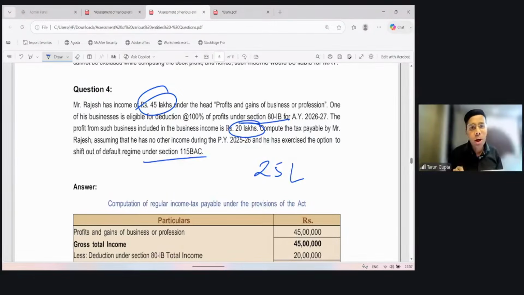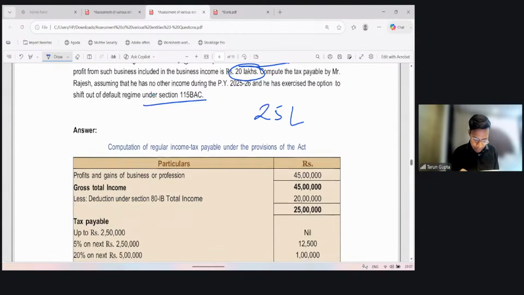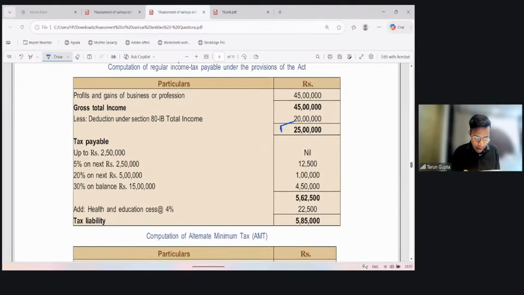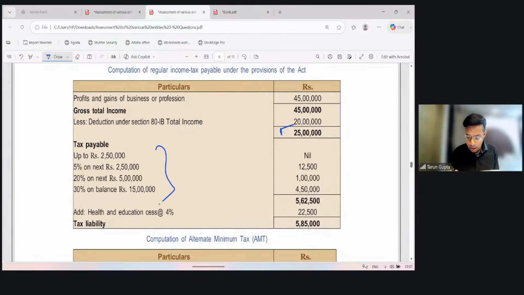There is no surcharge. Total income is 25 lakh. Surcharge is applicable only if the income exceeds 50 lakh. So whatever tax I compute, I'll add 4% cess. That shall be the tax liability in the normal provision. So normal income is 25 lakh. I'll apply the slab rate. Tax comes to 5,62,500. I'll add the cess of 4%. The normal tax liability comes to 5,85,000.